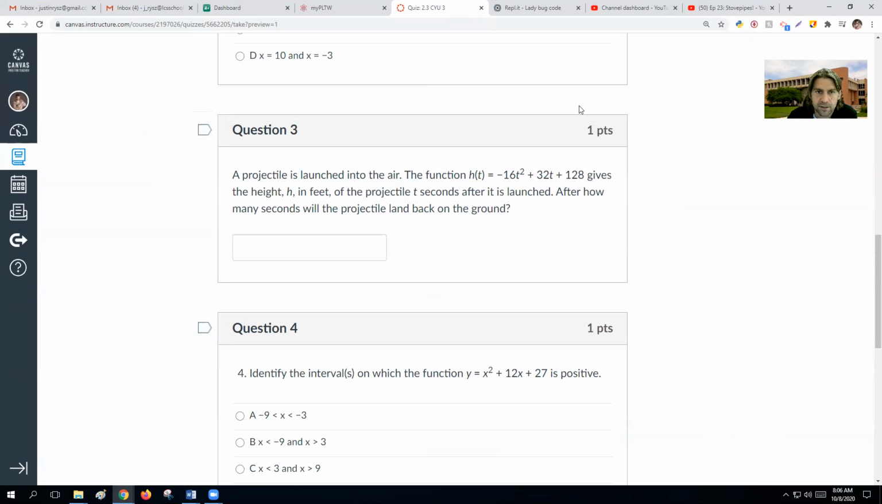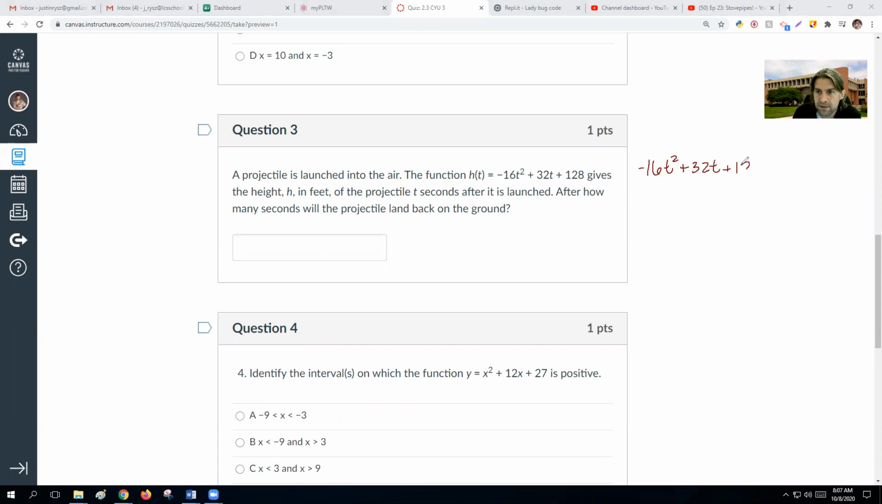Okay, so here we go. So same thing here. Projectile, we're launching something into the air and it gives a height, so just like how many seconds will the projectile land back at the ground. So if you want to pause this and try it on your own, feel free to do that. But I'm going to go ahead and solve it now.